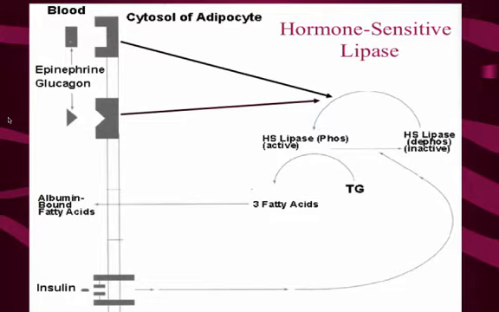Now here's insulin. What do you think insulin should do? Increase or decrease activity of this enzyme? Decreases it. So if insulin goes up, it inactivates hormone-sensitive lipase by dephosphorylating it. During exercise, would you expect insulin to be higher or lower? Tends to be lower.